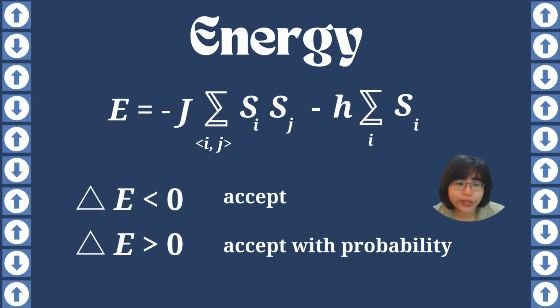Ngayon, we have to concern ourselves with delta E. We have yung final energy minus yung initial energy. Ibig sabihin, kapag ang flip na yan ay magpapalower ng energy, then i-accept natin. Pero kung tataas yung energy, reject na ba agad? Not necessarily. May chance pa din na tanggapin natin depende sa temperature.